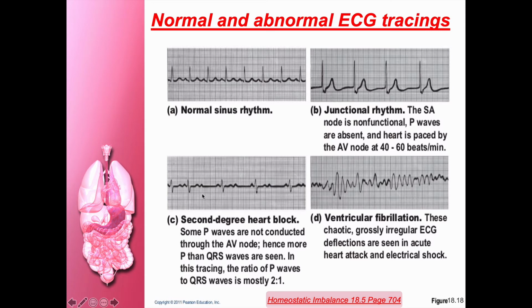So in this place, what happens? The conduction is not taking place. The electrical conduction is not taking place in the heart. That is why there is long gap between the QRS wave. You see, there is waves mostly 2:1.